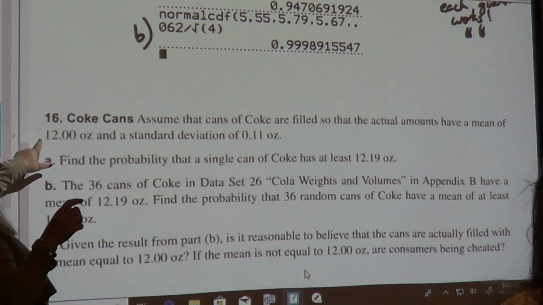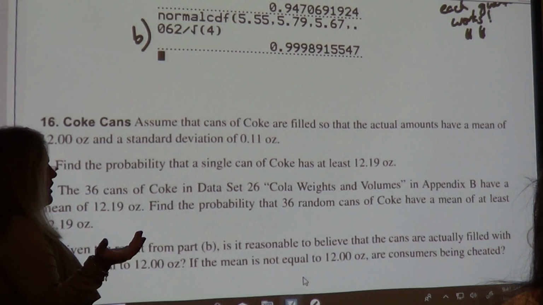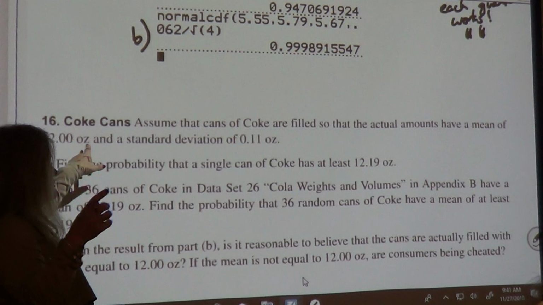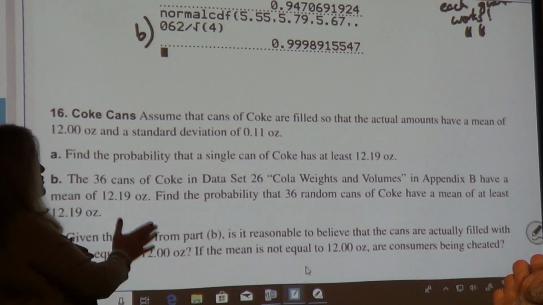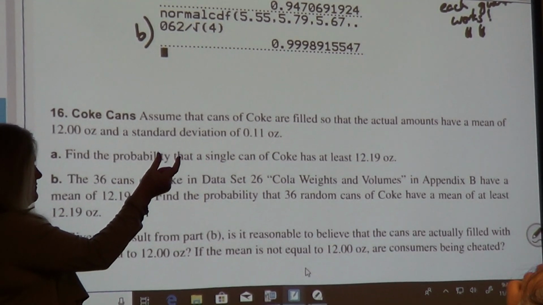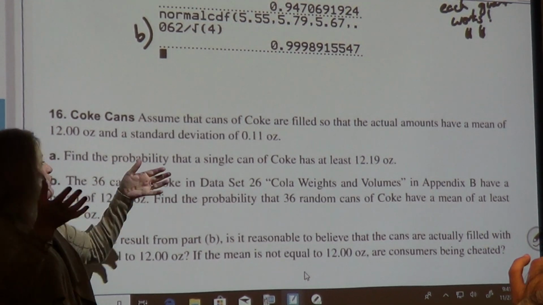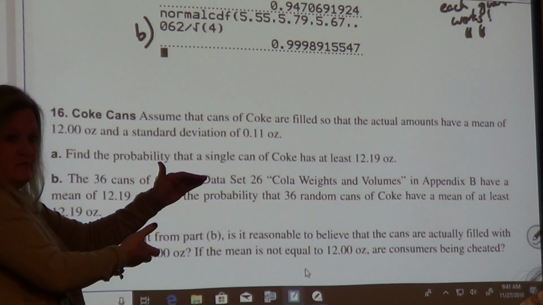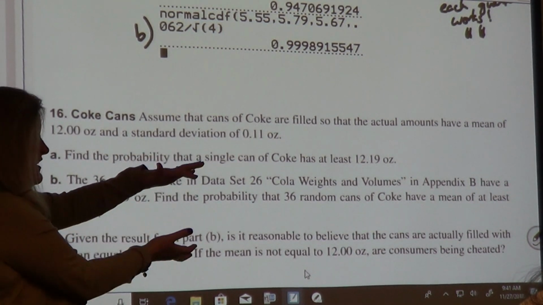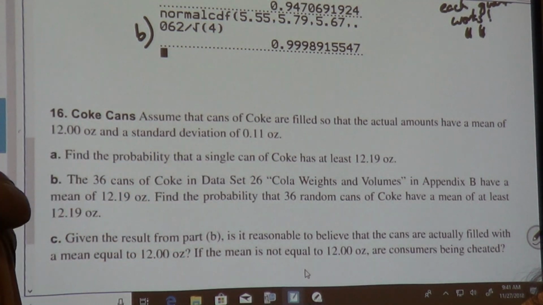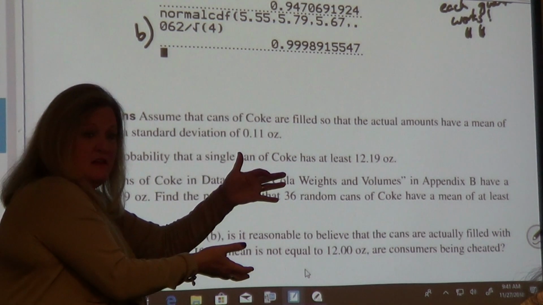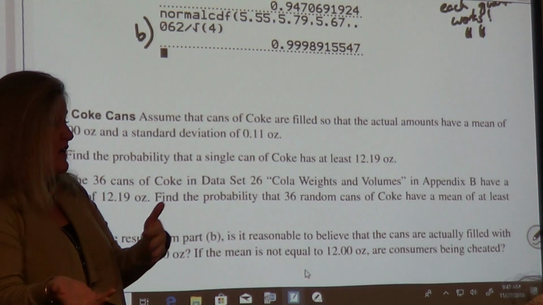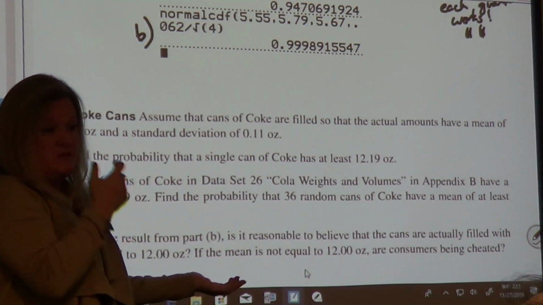So this is saying I went and got some cans of Coke. Now on the can it says there's 12 ounces. So there's a normal distribution with a mean of 12 and a standard deviation of 0.11. They went and got some Coke cans and actually measured each individual one of them. This one may have had 12, this one may have had 12.1 ounces, this one may have had 11.98 ounces, this one may have had 12.2 ounces. Did they have exactly 12? Am I being cheated or am I being given too much?